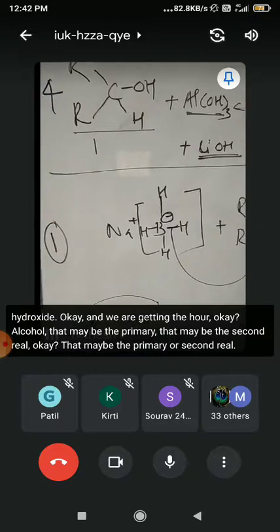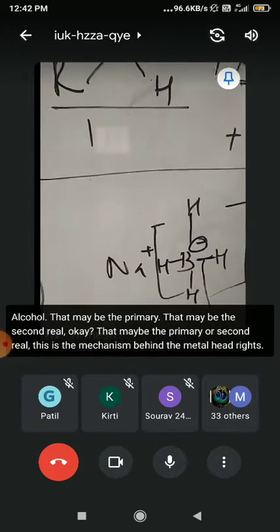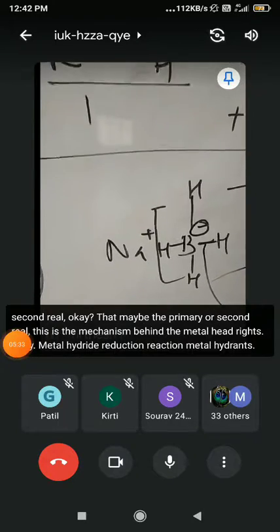This is the mechanism behind the metal hydride reduction reactions.